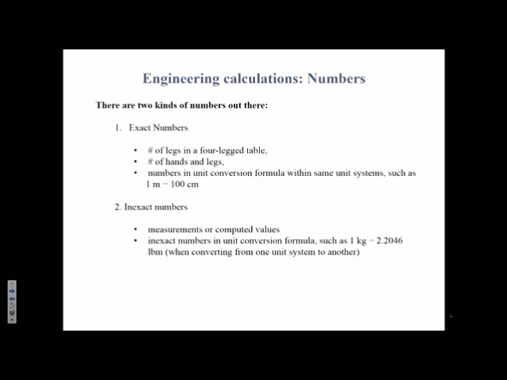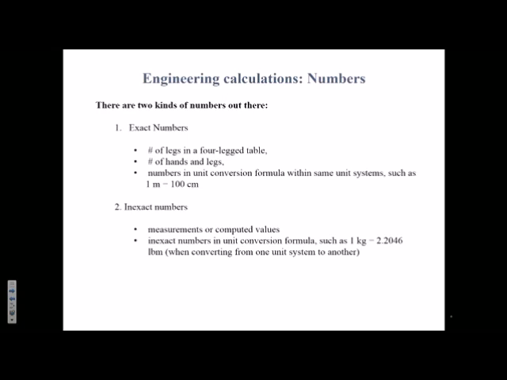You also have unit conversion factors in the formulas, like 1 meter equals 100 centimeters. That number of 100 is an exact number, okay? Within the same unit system, the conversion factors that you use are exact numbers. But if you go from one unit system to another, like USCS to SI, the unit conversion factors you use are not exact numbers. So for example, if you go from 1 kilogram to pound mass, it's 2.2046. 2.2046 is not an exact number because you went from one unit system to another. Okay, and that's the general convention.